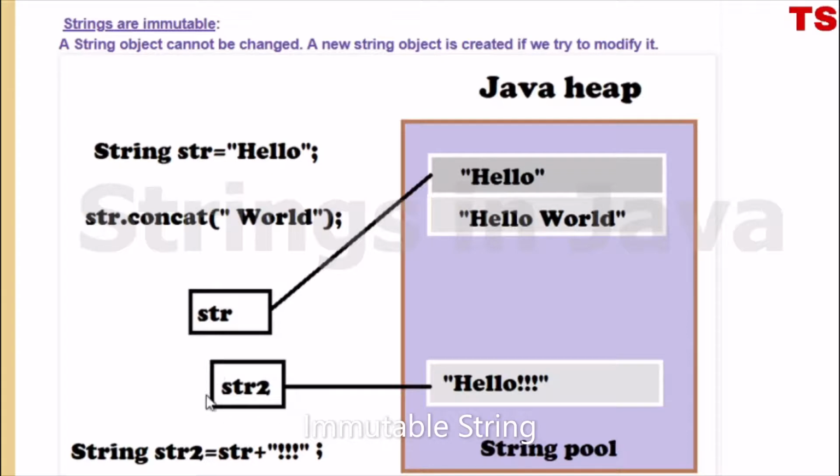This statement creates a string reference variable str2 and it points to a newly created string by concatenating str, that is hello, with these exclamation marks.